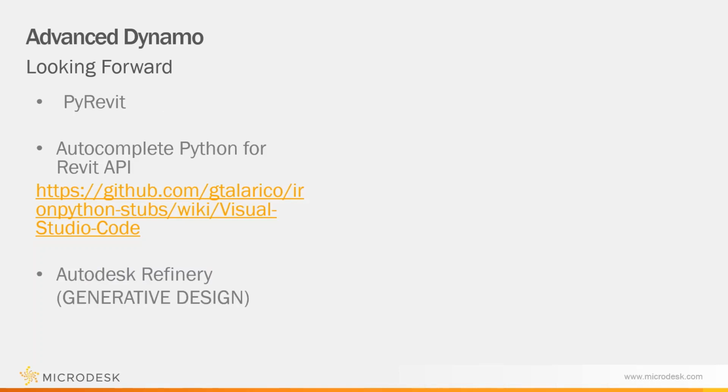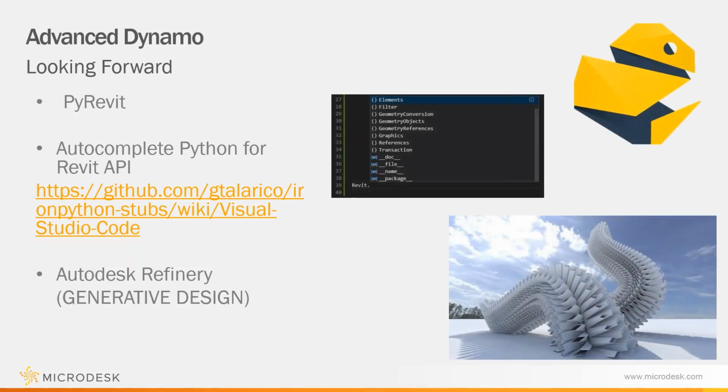Lastly, I'll try to sum this up so we can get on to the examples, just looking forward into Dynamo for Civil 3D. There are a few things that I really like for Revit, and a lot of them are definitely going to be applicable, at least in the future, if not right now, for using Dynamo in Civil 3D. The first is PyRevit. This is an add-in for Revit that's all written in Python. It's a great way to learn Python.